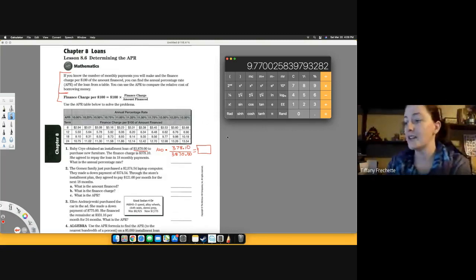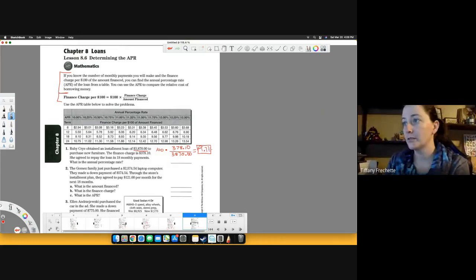And remember, that's not the answer we're looking for. What that means is I need to go through here and find 9.77. I know it's 18 monthly payments, so it's going to be in the 18 row. So I don't necessarily need to look through every single row here. It should be in the 18-month row. And then I can go up here and go, okay, it's 12%. 12% is what we're looking for. So the actual answer that I'm going to write on this line here is 12%.